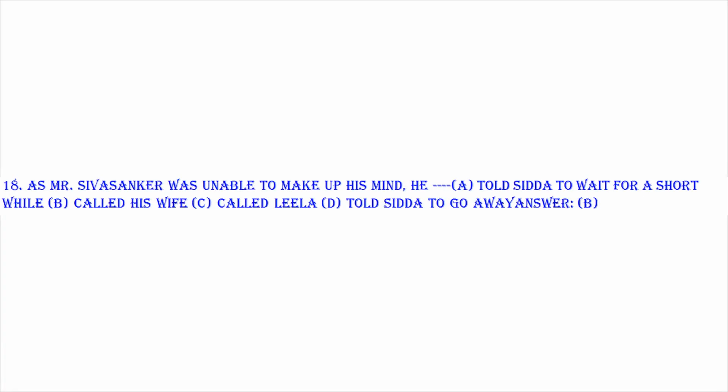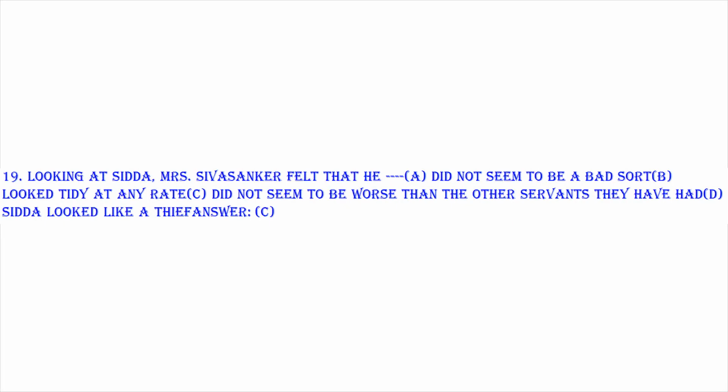18. As Mr. Shivasankar was unable to make up his mind, he, A. Told Siddha to wait for a short while, B. Called his wife, C. Called Leela, D. Told Siddha to go away. Answer, B.